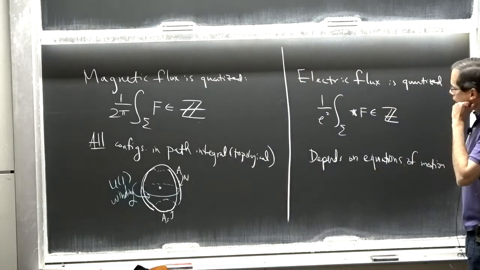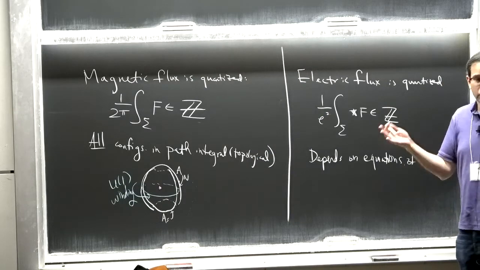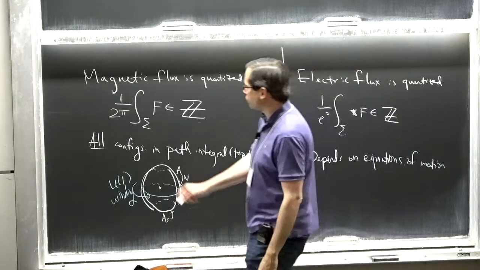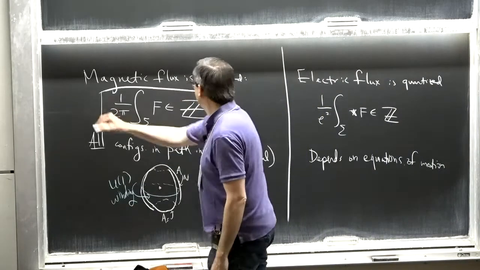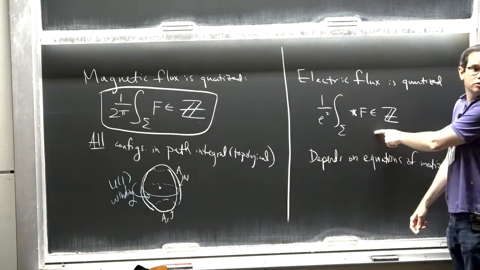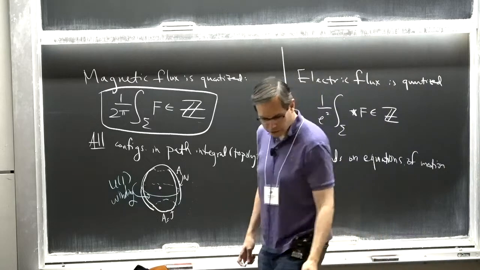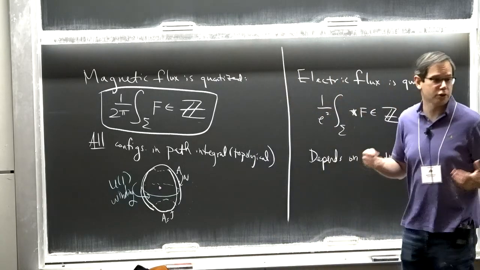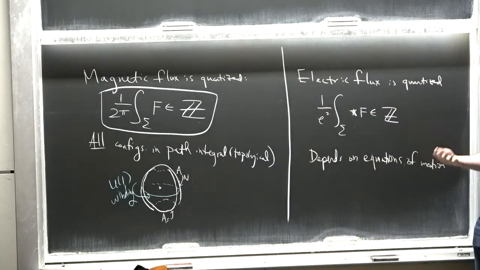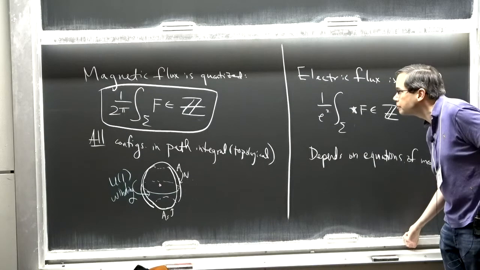Okay. But yeah, when we do the quantum theory, we sum over everything in the path integral. Every field configuration in the path integral obeys this, but not everyone obeys that. Only the ones that are saddle points of the equation of motion. Okay, so this again is like when we had the conservation of the Noether current. It was a thing that depended on the equations.